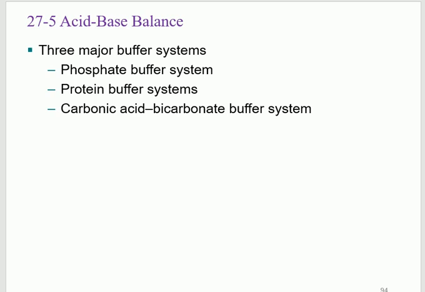So what kind of buffers do we have in our body? Phosphate buffer, protein buffer, carbonic acid bicarb buffer. So one end is carbonic acid, one end is bicarb. Carbonic acid is the weak acid, the bicarb end is the weak base. Same for those two. So three different types.